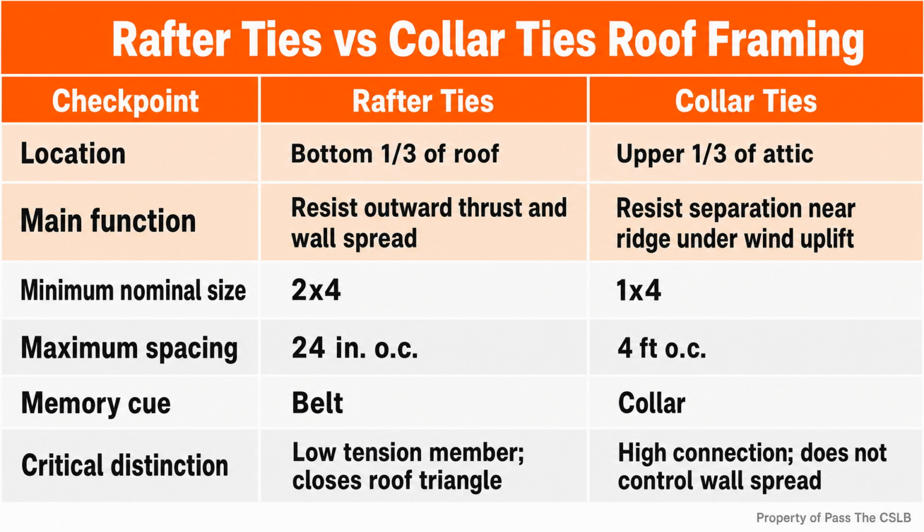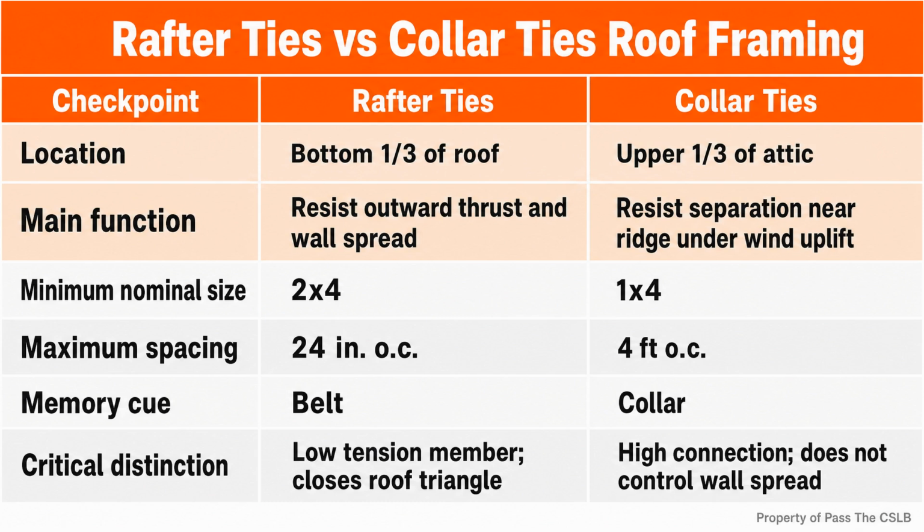Collar ties belong in the upper third of the attic space. They help resist separation of the rafters near the ridge under wind uplift. The prescriptive minimum is nominal 1x4 lumber, spaced no more than 4 feet on center. An approved prescriptive metal ridge strap may serve the ridge connection when it meets the applicable size and fastening requirements.